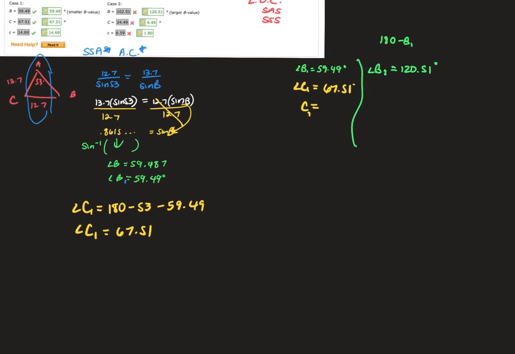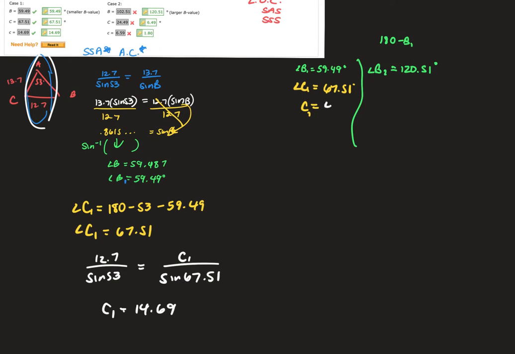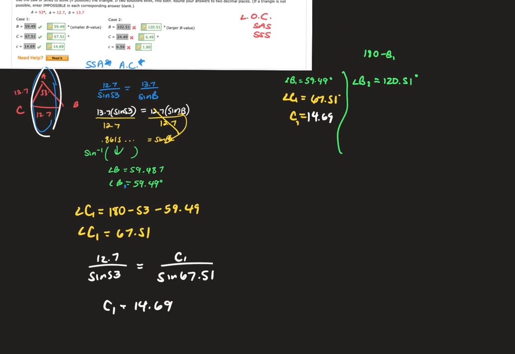The last thing I need to find in the first triangle is side C1. I use the A's, the ones I originally got, so 12.7 over the sine of 53 equals side C1 over the sine of 67.51. Cross multiply, so 12.7 times the sine of 67.51 divided by the sine of 53, and I get C1 is 41.69. Or sorry, 14.69. Now my triangle 1's complete, so I go to triangle 2.